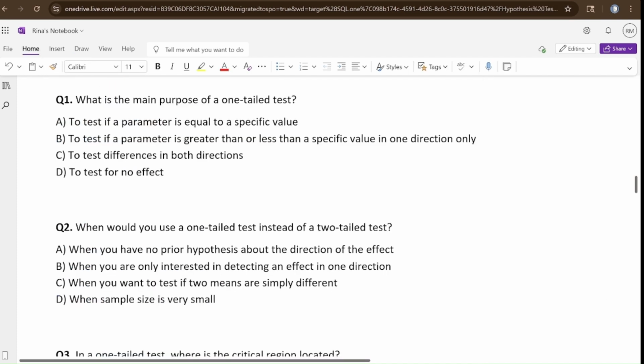Hi everyone, welcome back. Today we are going to do MCQ from one-tail test and two-tail test in hypothesis testing. First, let me give you a small recap.